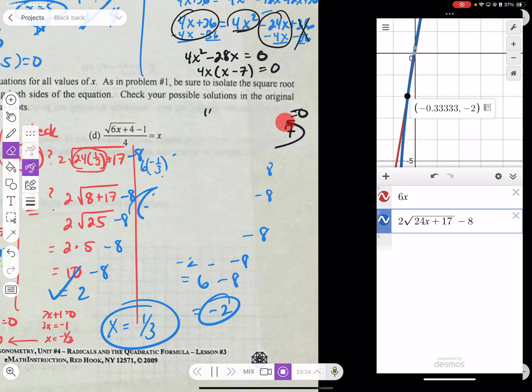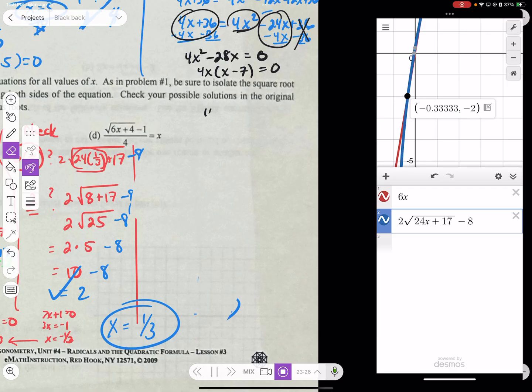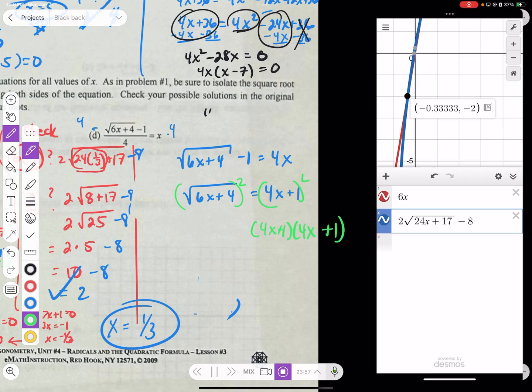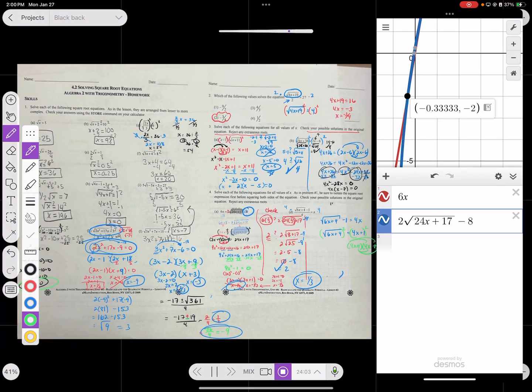I will give you this little hint on it, or a first step on it. You want to get rid of that 4 in the denominator. So you're going to take this side times 4 and this side times 4. And you'll get square root 6x plus 4 and square root minus 1 equals 4x. And so you're going to want that 1 to the other side first. Get the radical alone. And now you're ready to square both sides. Just make sure when you square that right side, you're going to have to write it twice, 4x plus 1 times 4x plus 1, and do all those distributions to figure out what it equals. Hopefully that helps you out.